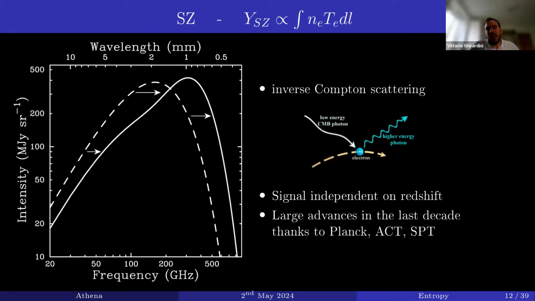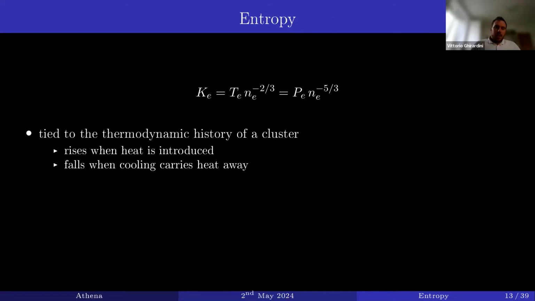However, in the last decades, thanks to the advance of modern and very sensitive SZ instruments, like Planck, ACT, SPT, or LiteBIRD, for example, it's very possible to measure a significant amount of signal from galaxy clusters and actually even do cosmological inference using the clusters detected in SZ because of that. Okay, so the final topic I wanted to introduce in this conversation is entropy.